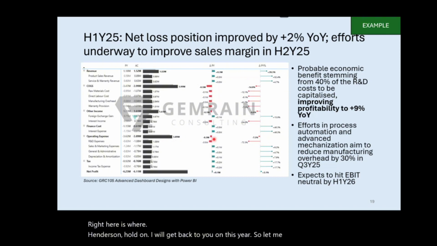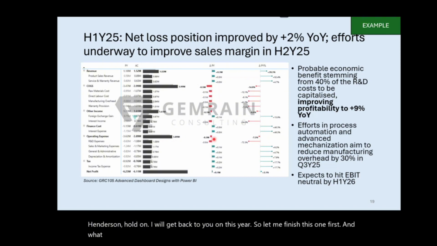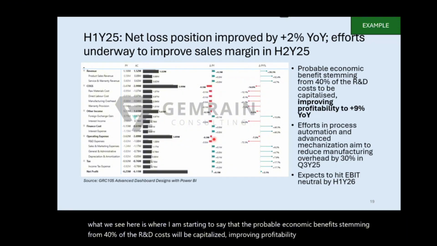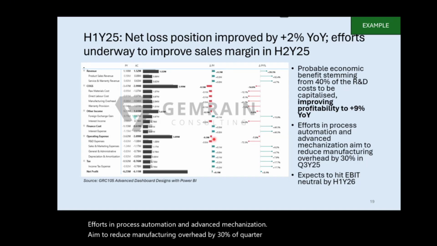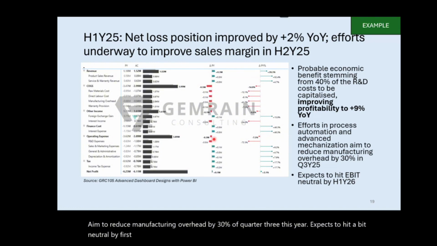finish this one first. What we see here is where I am saying that the probable economic benefits stemming from 40% of the R&D costs will be capitalized, improving profitability by 9% year on year. Efforts in process, automation, and advanced mechanization aim to reduce manufacturing overhead by 30% by Q3 this year, and expects to hit EBIT neutral by the first half of next year.